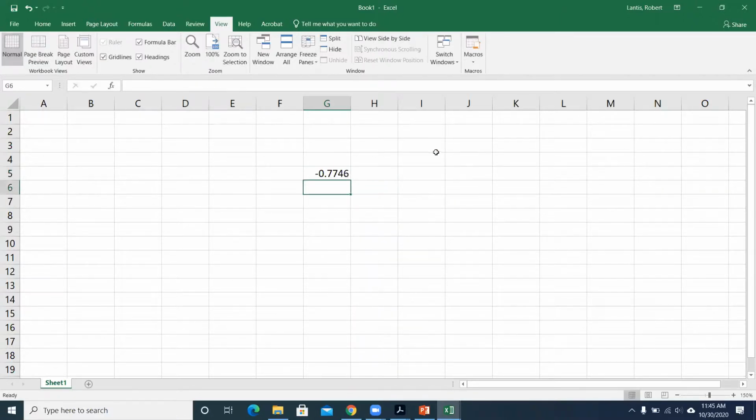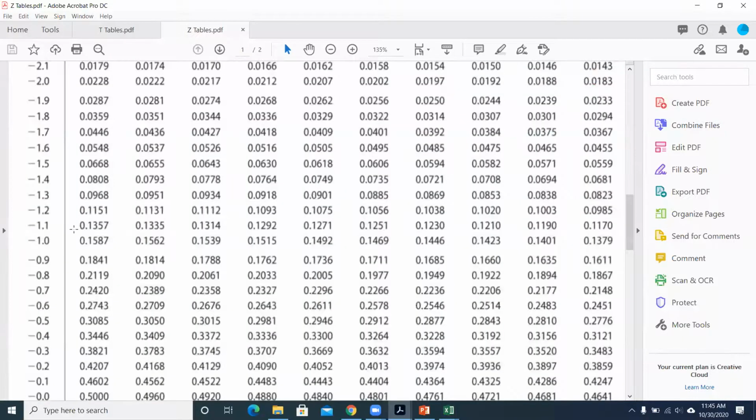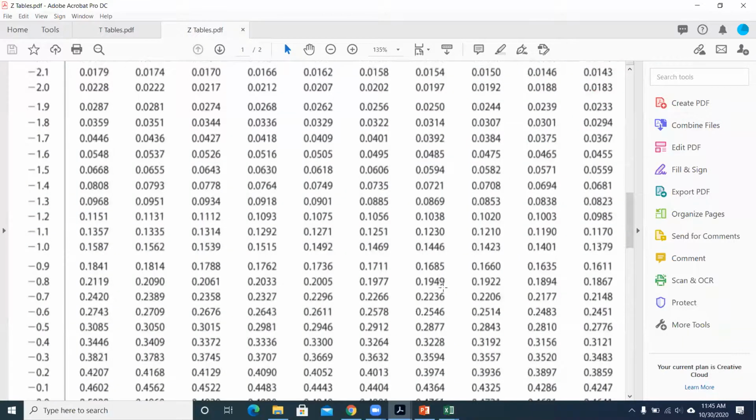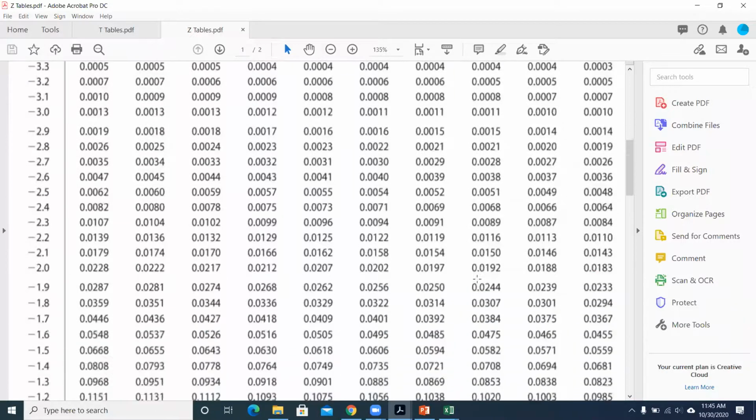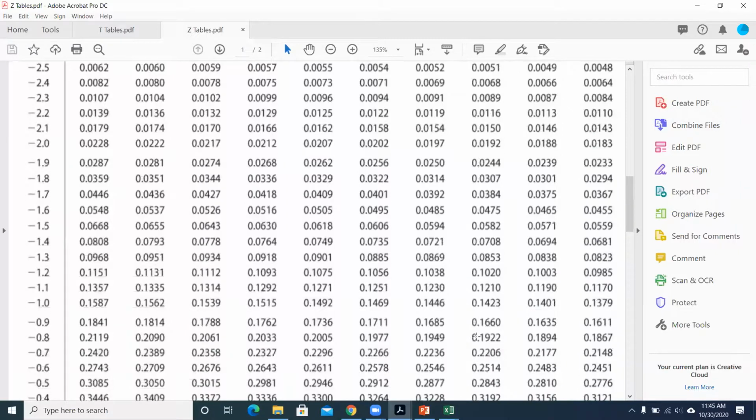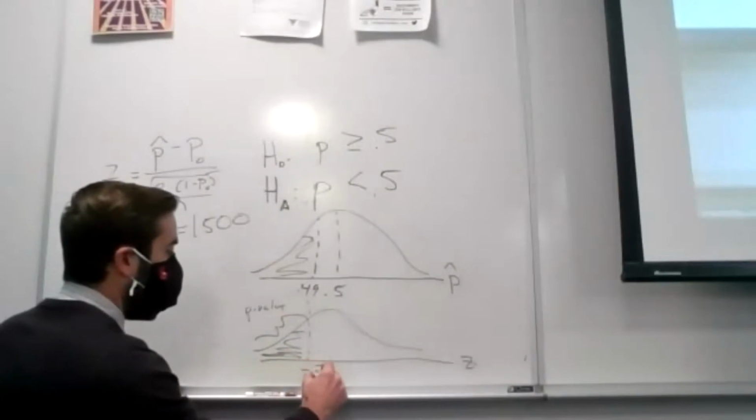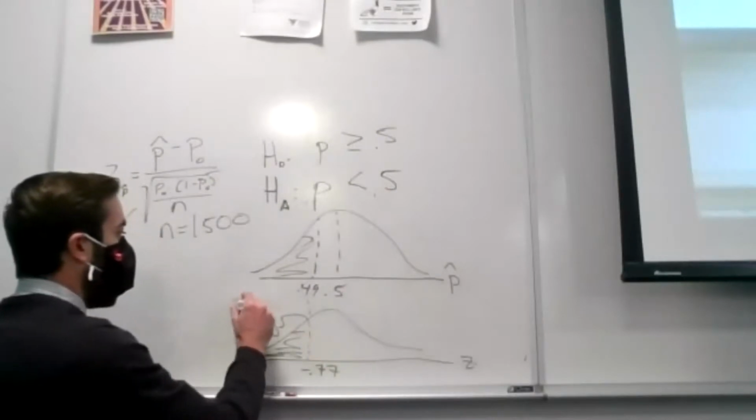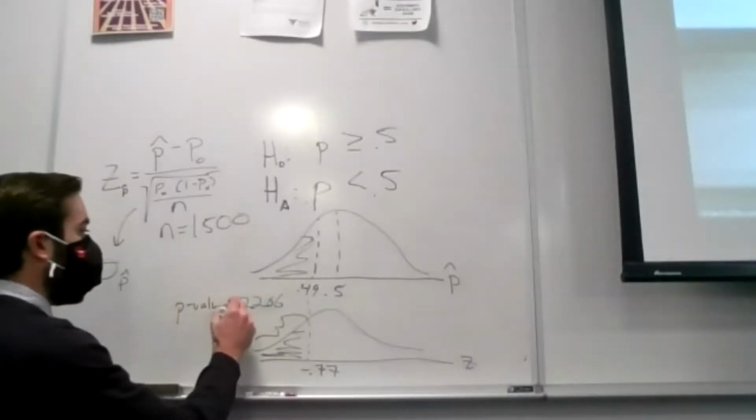Okay. So negative 0.77, right? Negative 0.77, we go to the table. I mean, we can probably already kind of allude. So negative 0.7, I think this is the 7 column. Nope, this was. So negative 0.77, 0.2206, right? So we found this to be negative 0.77, 0.2206 is our p-value, right?